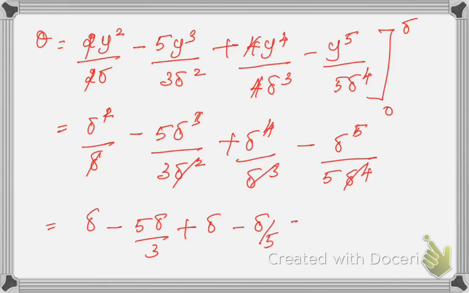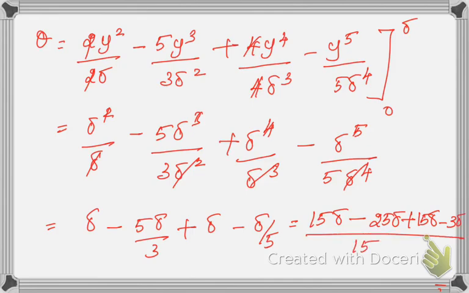I can take the LCM, you might have learnt all those things. Here the LCM is 3 into 5, 15, so it becomes 15 del minus 25 del plus 15 del minus 3 del, divided by 15. On simplifying, I will get my theta value to be 2 del by 15. So this is the answer for my momentum thickness.